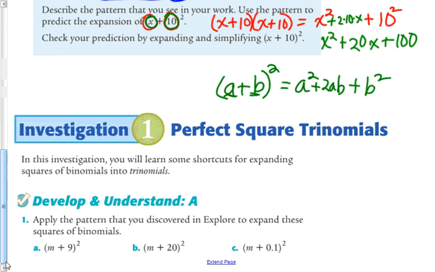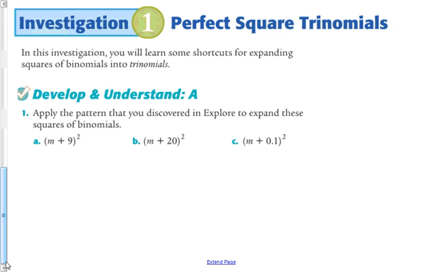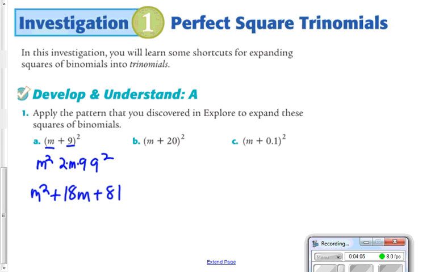So let's go ahead and try that here on one of these. The first term is going to be m squared. The last term is going to be 9 squared. And the middle term is going to be 2 times m times 9. Twice m times 9. So we get m squared plus 18m plus 81. All right, you should try B and C before moving on. So pause here if you like.